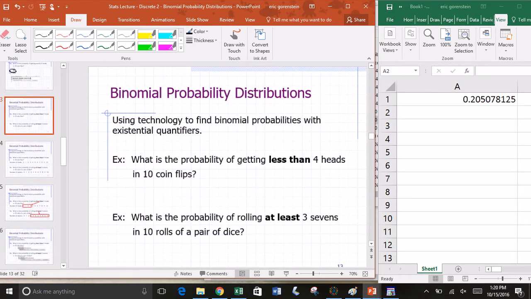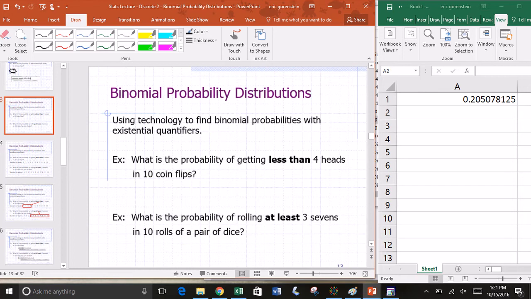Okay, and now we could work with quantifiers. So the first example, what's the probability of getting less than 4 heads in 10 coin flips? And the next problem, what's the probability of rolling at least 3 sevens in 10 rolls of a pair of dice? Now these are both binomial procedures. In the first one, it's either you flip a head or a tail. The second one, you either roll a 7 or not a 7. And both of them reference multiple different outcomes.